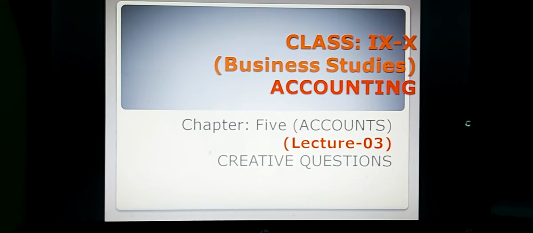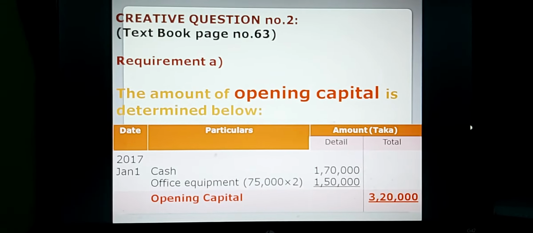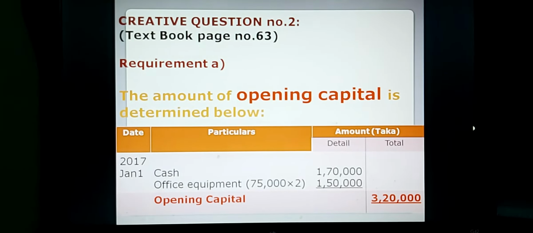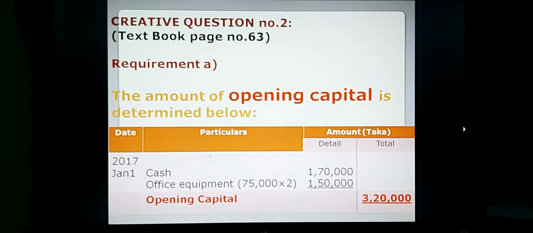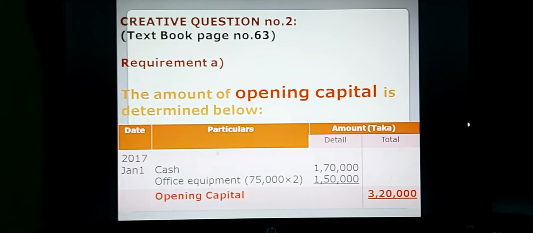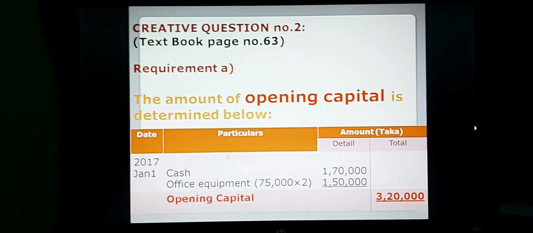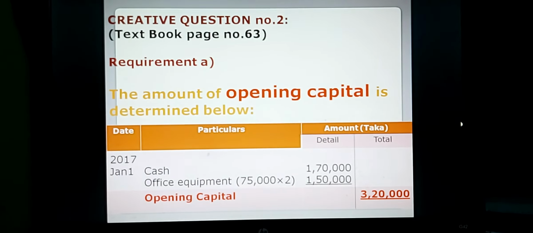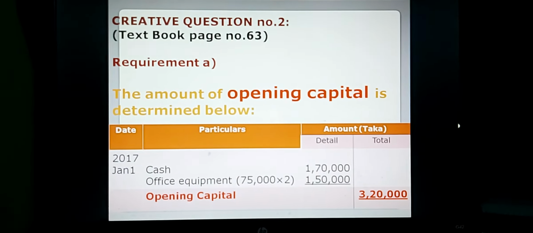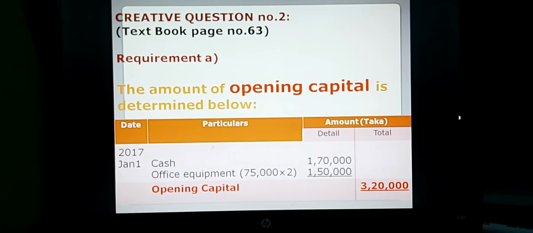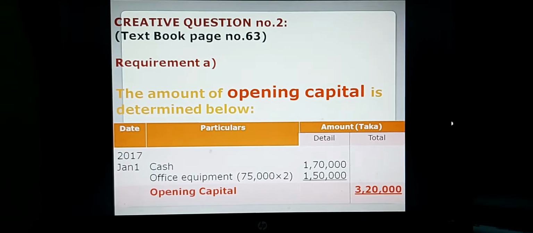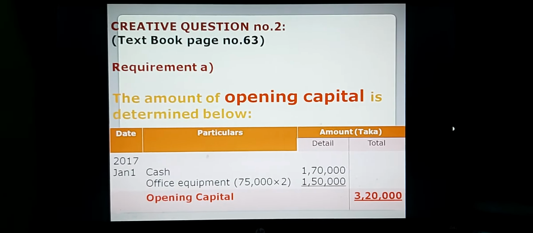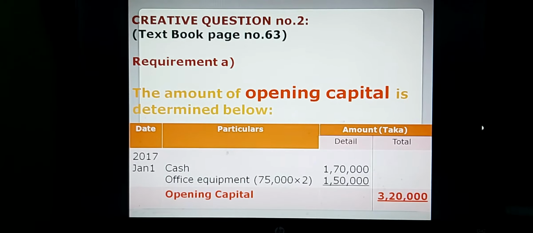Okay, now you can go to the next slide for solving the critic question number 2. You can take your accounting copy for writing the answer. Requirement A, determine the amount of opening capital or calculate the amount of opening capital. What is the amount of opening capital? In this system, that is double entry system, opening capital is equal to opening assets.